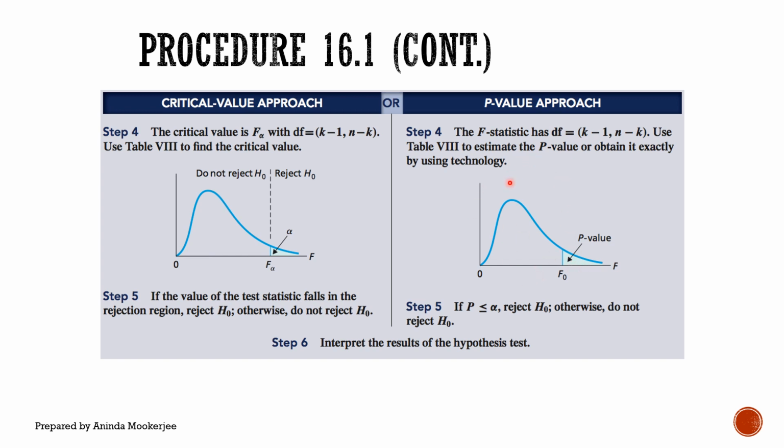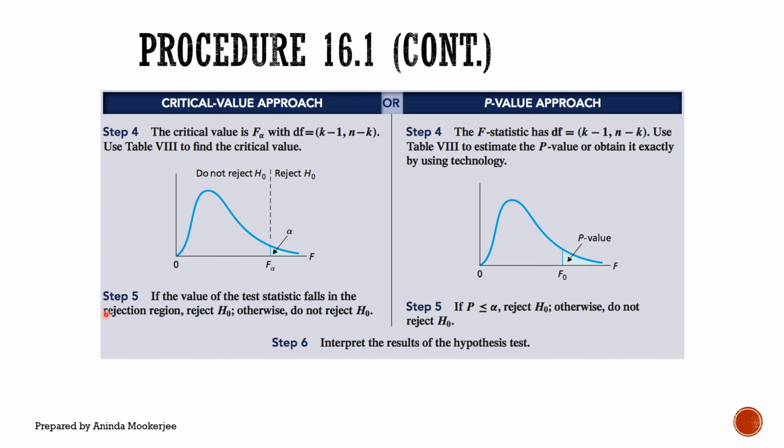Represent that on your F curve, show where it may be located. And because it's a right tail test, the p-value is going to be the area to the right of wherever your test statistic F value is located on the curve.